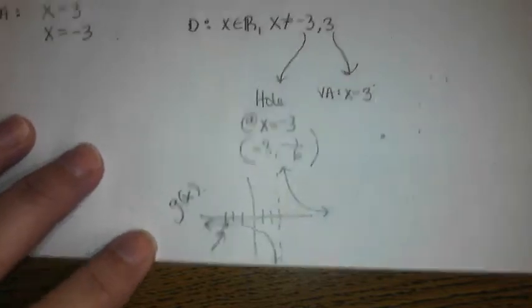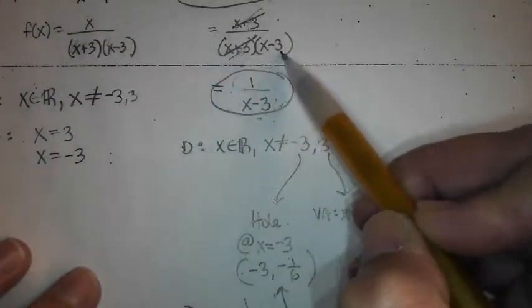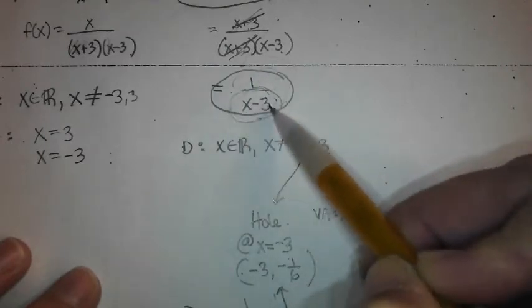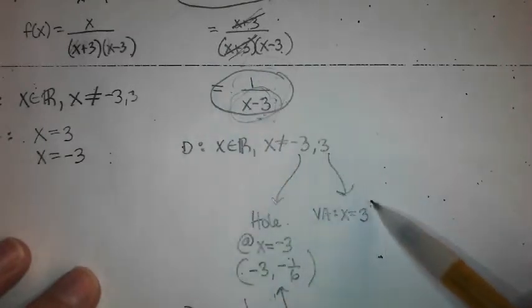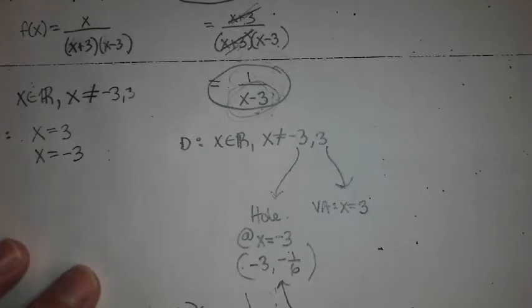So in summary, something that cancels creates a hole. Something that still leaves a factor in your denominator is still a vertical asymptote. Any other questions on that?